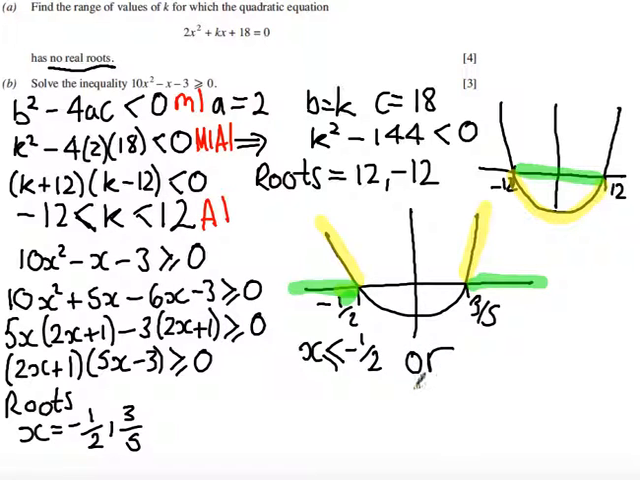And as they are distinct regions, I need to use this word or, because it can either be less than or equal to -1/2, or it can be greater than or equal to 3/5.